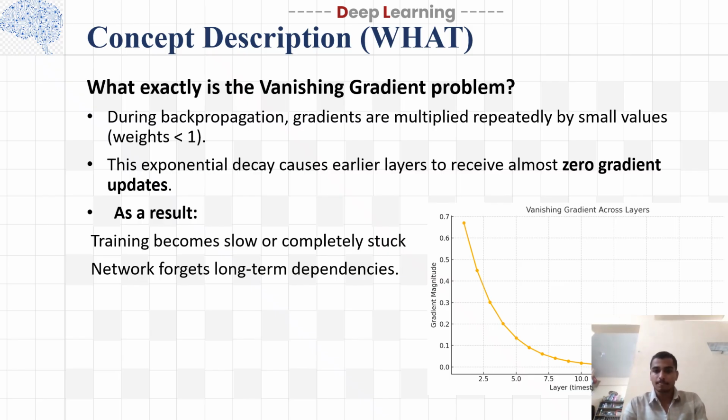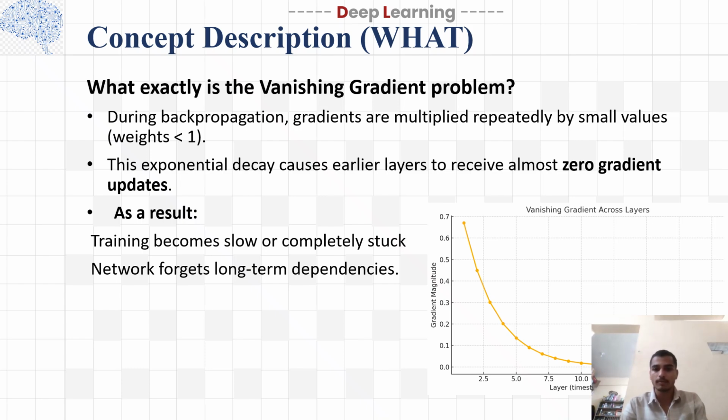Now let's understand what exactly the vanishing gradient problem is. During backpropagation, RNNs multiply gradients repeatedly through many time steps. When the weights or activation derivatives are smaller than 1, these repeated multiplications make the gradient shrink exponentially. As a result, earlier layers or time steps receive almost zero updates.